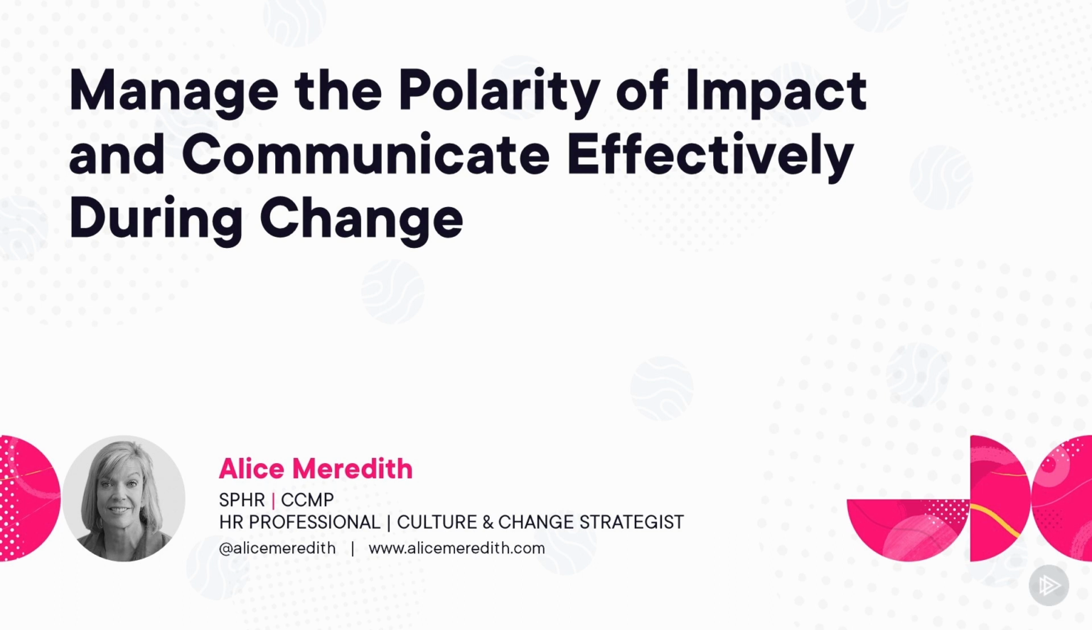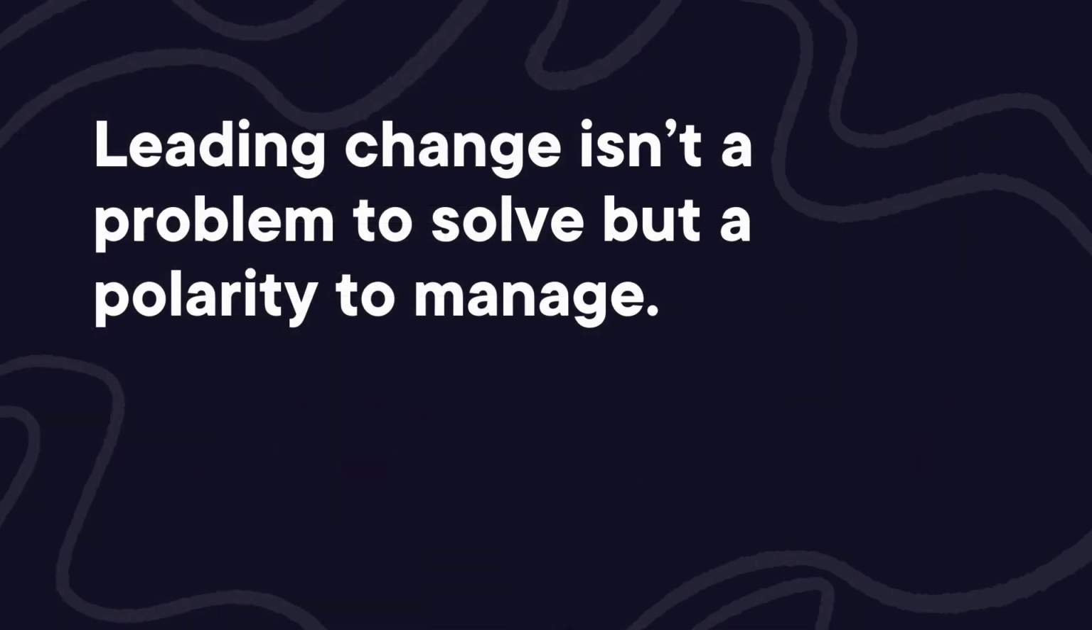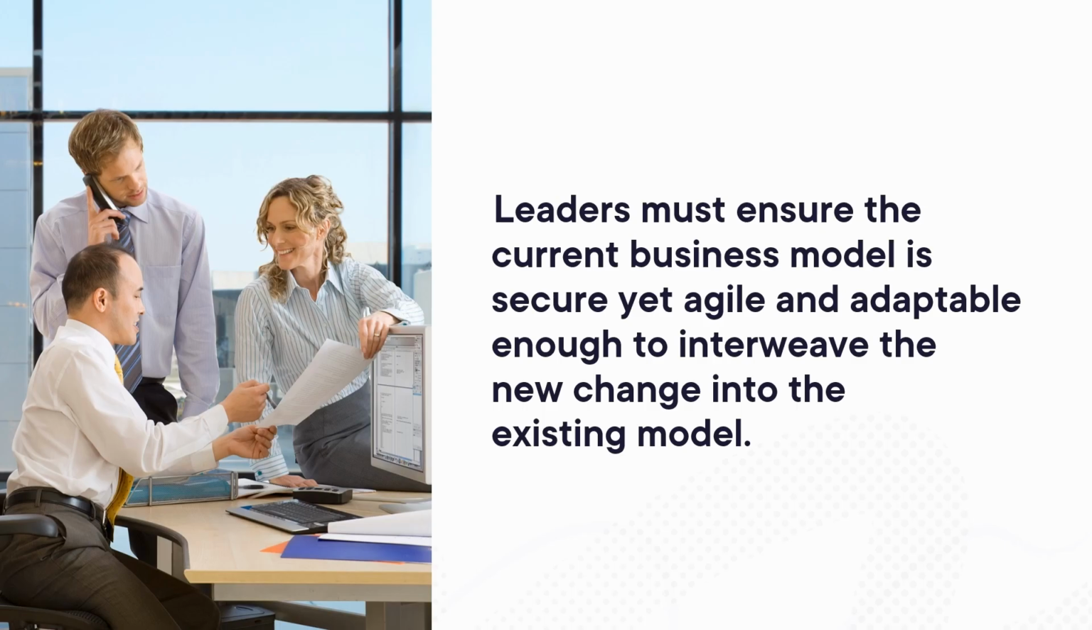A common mistake change leaders make shows up when leaders mismanage the polarity of impact. I heard it stated once that leading change isn't a problem to solve, but a polarity to manage. Leaders must ensure the current business model is secure, yet agile and adaptable enough to interweave the new change into the current model's nuances without too much disruption to the business or the team.